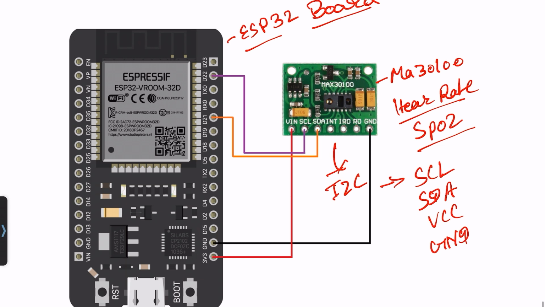SCL will be connected to pin number D22. SDA will be connected to pin number D21. VCC will be connected to the 5 volt VIN pin or 3.3 volt. Ground will be connected to ground.